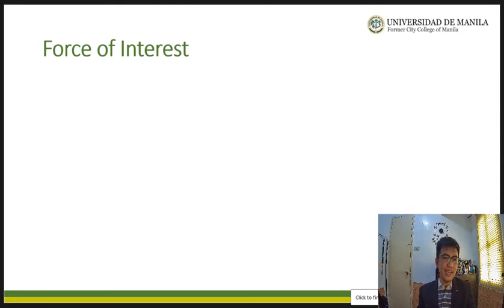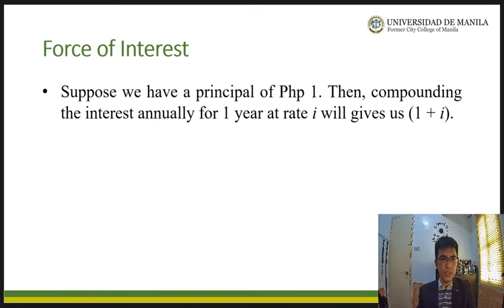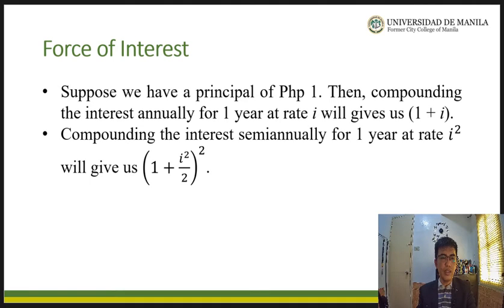Welcome to the last topic for this chapter, and in this video we will be talking about force of interest. Suppose we have a principal of 1 peso, then compounding the interest annually for a year at rate i will give us 1 plus i, and compounding the interest semi-annually for 1 year at rate i squared will give us (1 plus i squared over 2) quantity the second power.